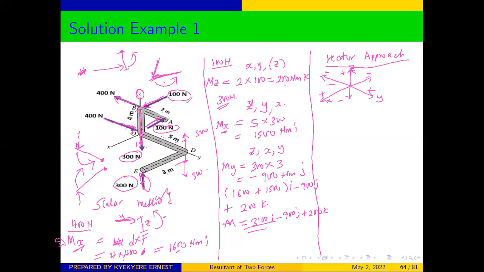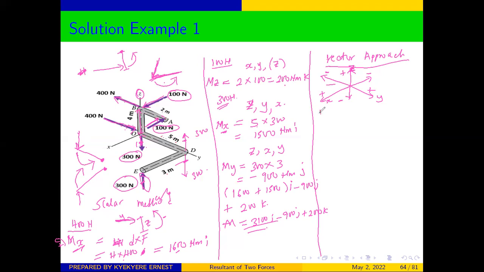That is for the vector method. It is very important. Anytime you are using the vector approach, you consider the direction of the forces and the direction of the distances. But that is not so with the scalar approach. So now let's take a look at them one after the other.